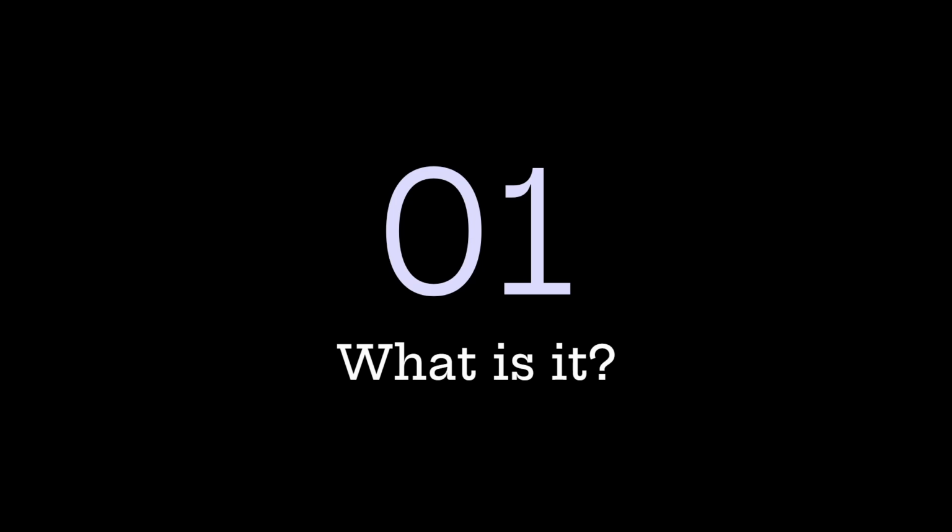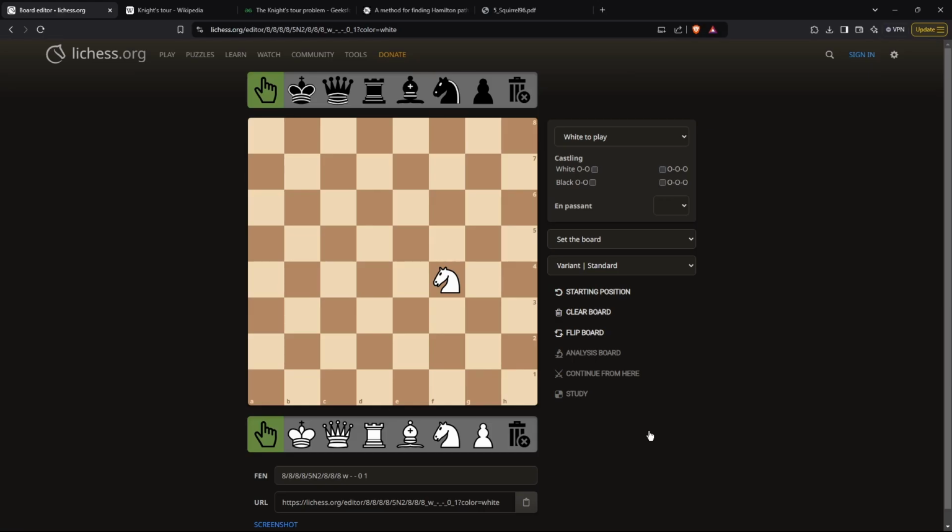So, what is the Knight's Tour problem? To explain this problem, we can look at a chessboard. On this chessboard, there's a knight. A knight has a peculiar way to move compared to the other pieces.